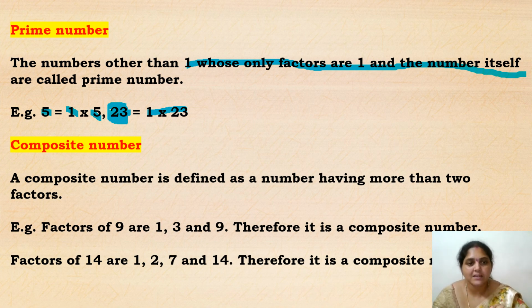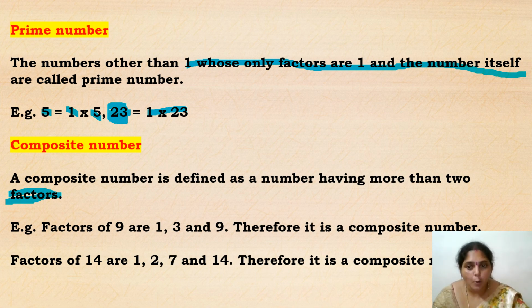Now next one is our composite number. What is meant by composite number? A composite number is defined as a number having more than 2 factors. I told you about factors in the previous class. Factors means the number which we are taking can be divided by many numbers. That type of numbers are known as factors.